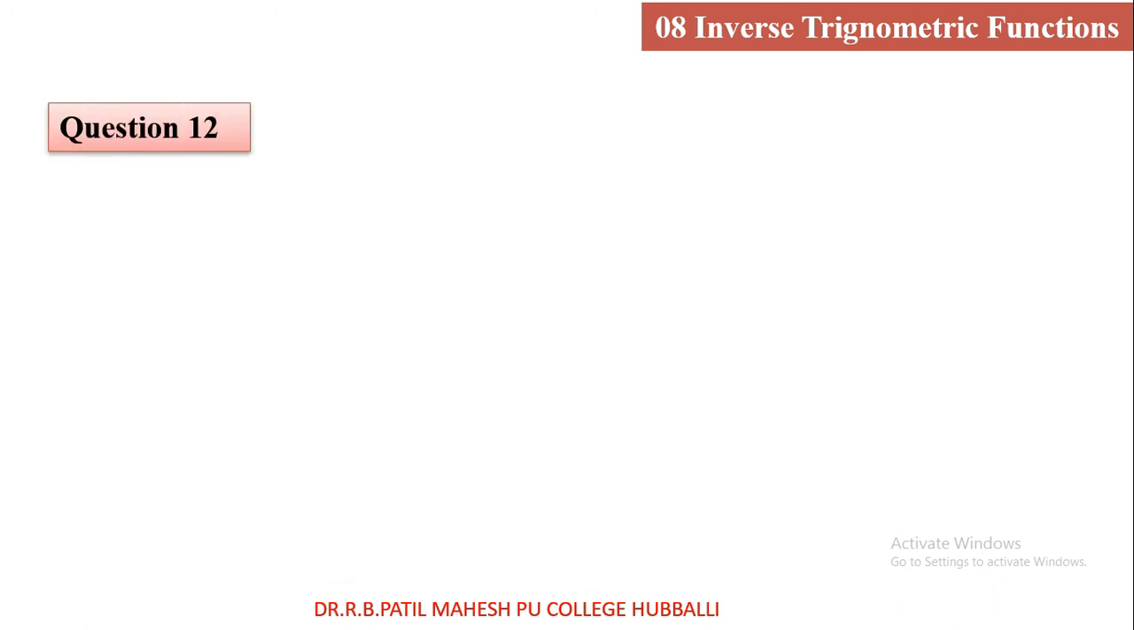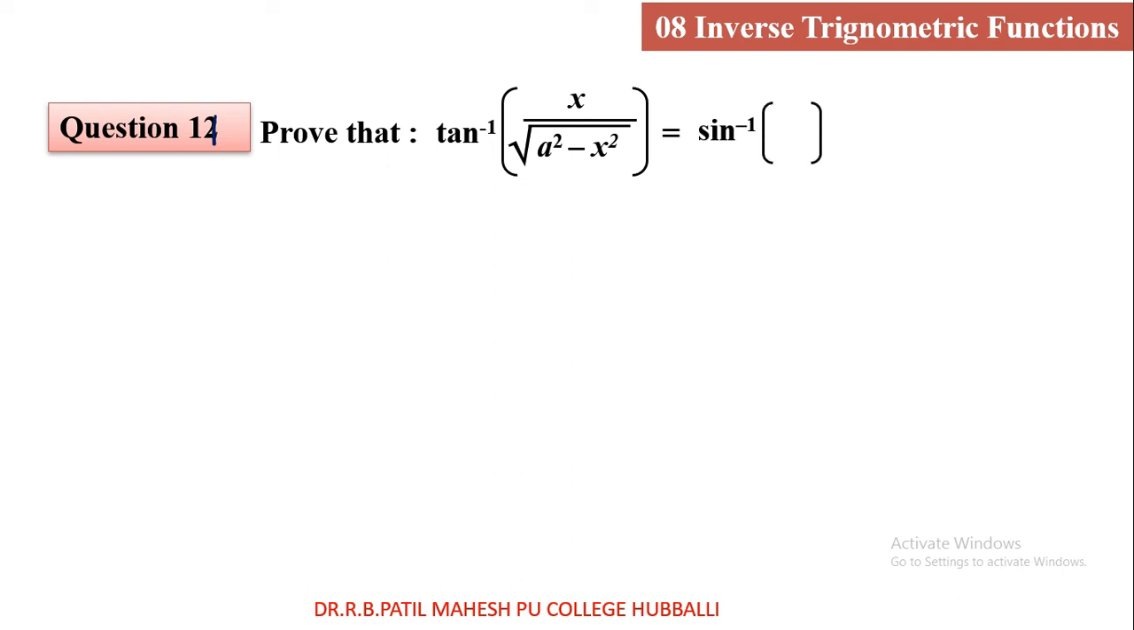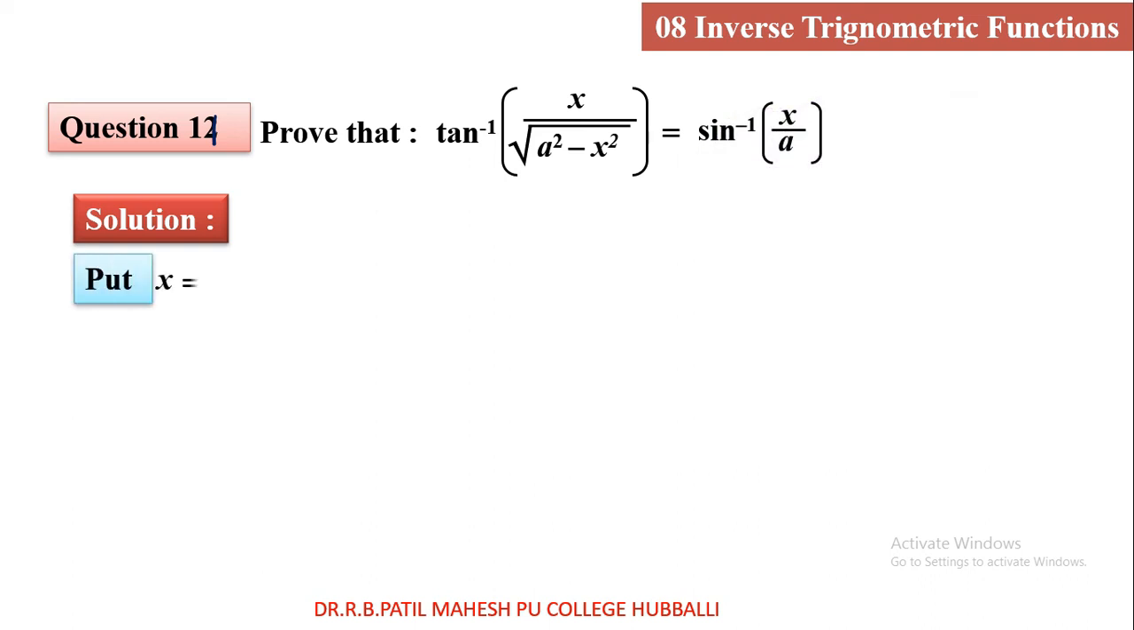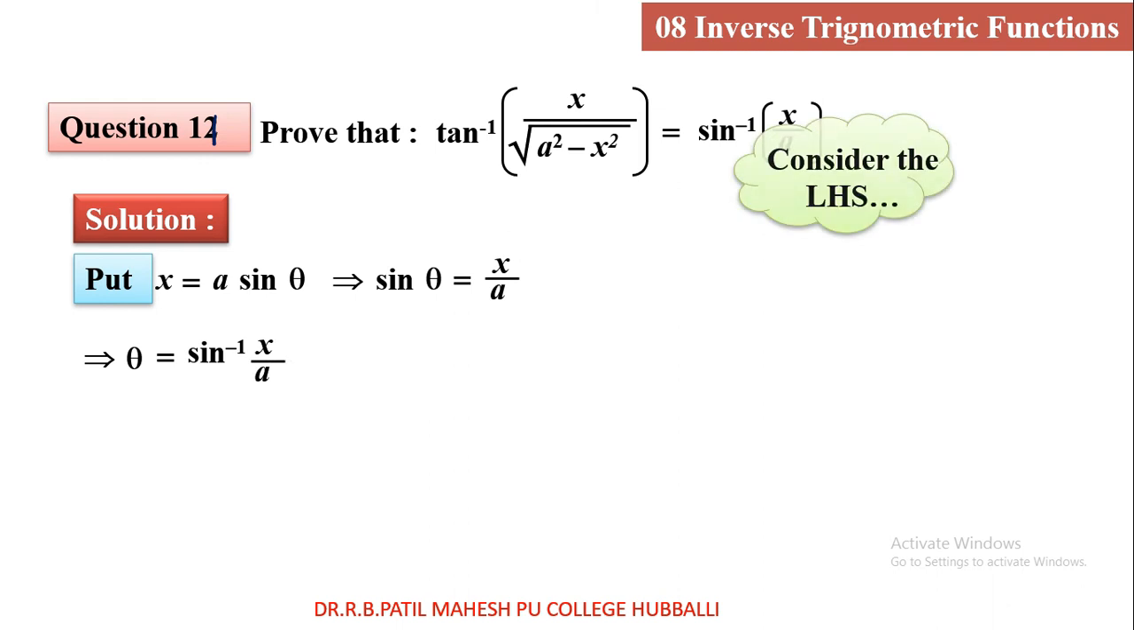Let us see the next question, students. This is question number 11. Prove that tan inverse x upon root of a square minus x square is equal to sin inverse of x by a. To prove this expression, I am going to make a substitution. Put x equal to a sin theta, then x by a is equal to sin theta, and theta is equal to sin inverse x by a. This is the first step.